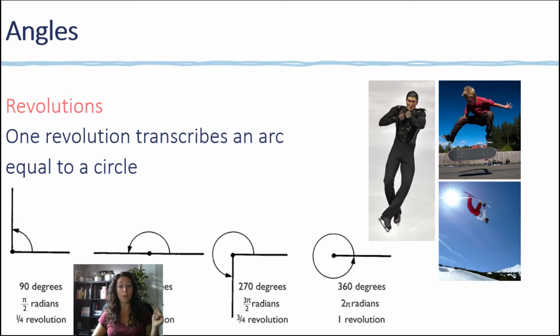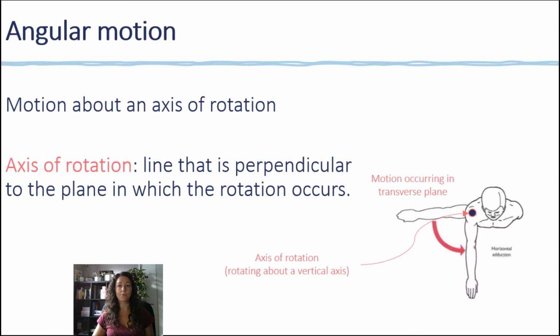Let's talk about angular motion now. Now that we know the definition of an angle and all of its units, let's relate that to angular motion. So you can think of angular motion as a motion about an axis of rotation.